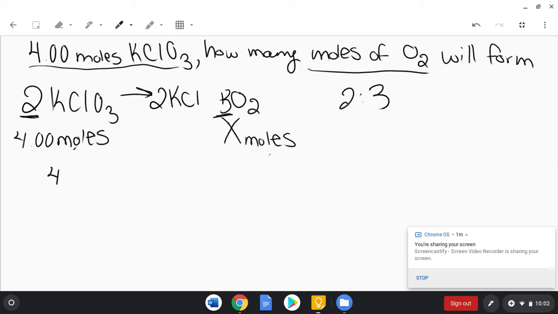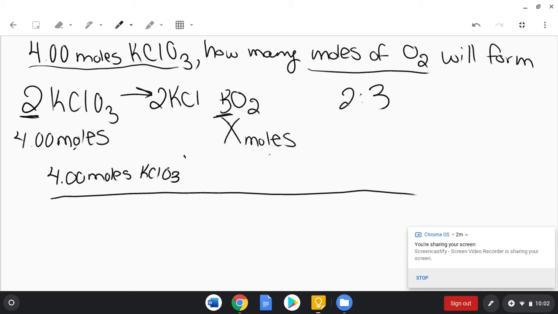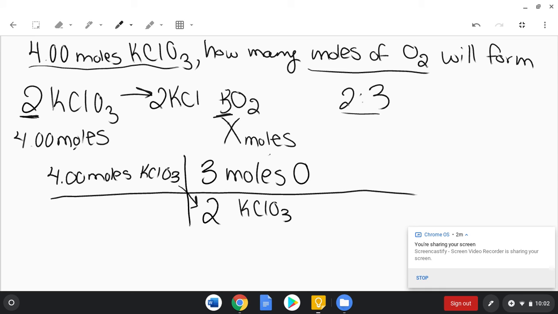So I have 4.00 moles KClO3. I'm going to have to start by going from moles of KClO3 to moles of O2, and I do that by plugging in my mole ratio. So my mole ratio tells me that KClO3 is going to have to go across so they cancel out, and I have 2 moles of that to every 3 moles of oxygen. So for this one, I'm just going to take 4 times 3 divided by 2.